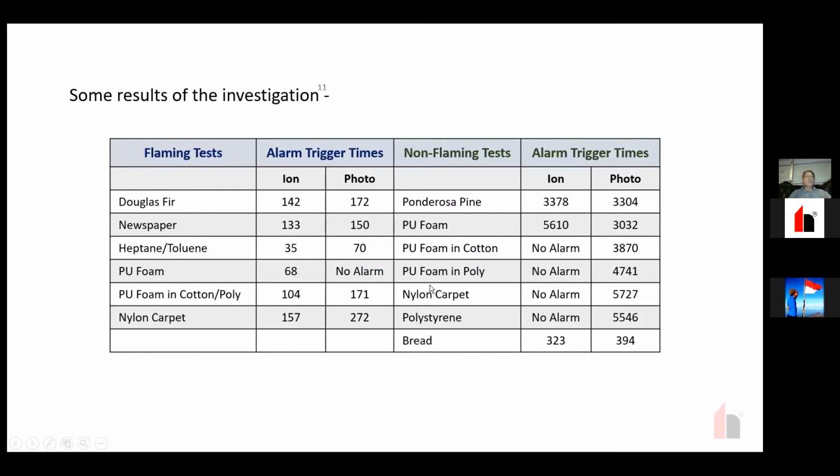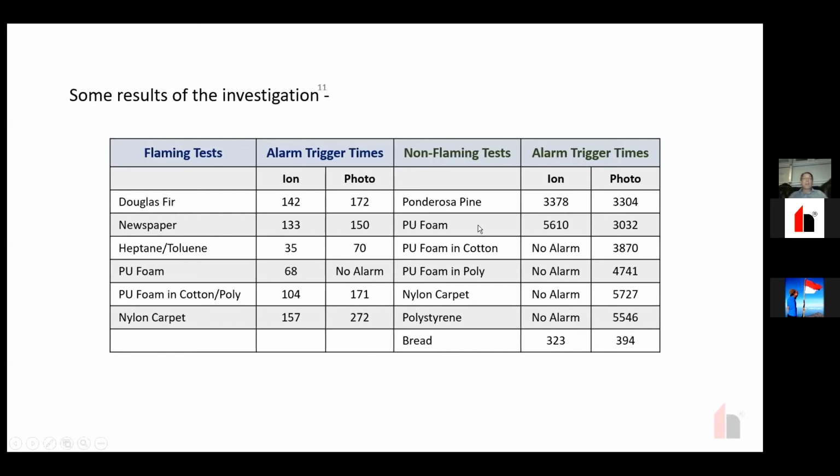And you'll notice while they were doing this investigation to identify the right fuel to use for these tests, in this test where they did flaming polyurethane foam, this detector never went into alarm during the time of the test. And for the smoldering tests, the ionization type detector never alarmed in many of the tests. So clearly the polyurethane foam was a very challenging fire to detect.